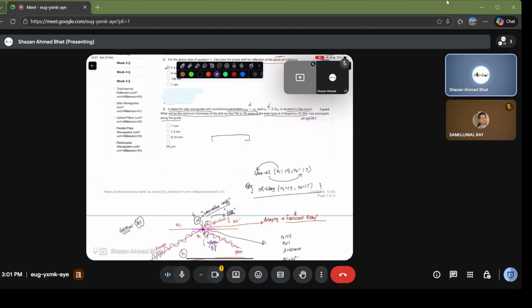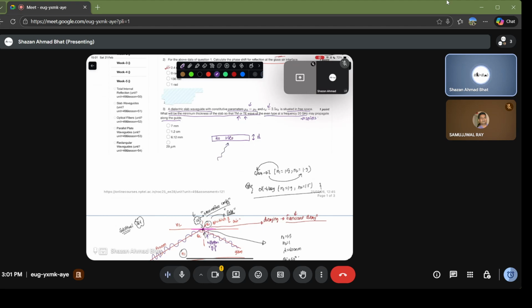So you have a dielectric slab and its parameters are mu naught and 2.5 times epsilon naught. It's situated in free space. We need to find the minimum thickness. Let's call the thickness D, so that a TM or TE wave of the even type at a frequency of 20 gigahertz may propagate along the guide.